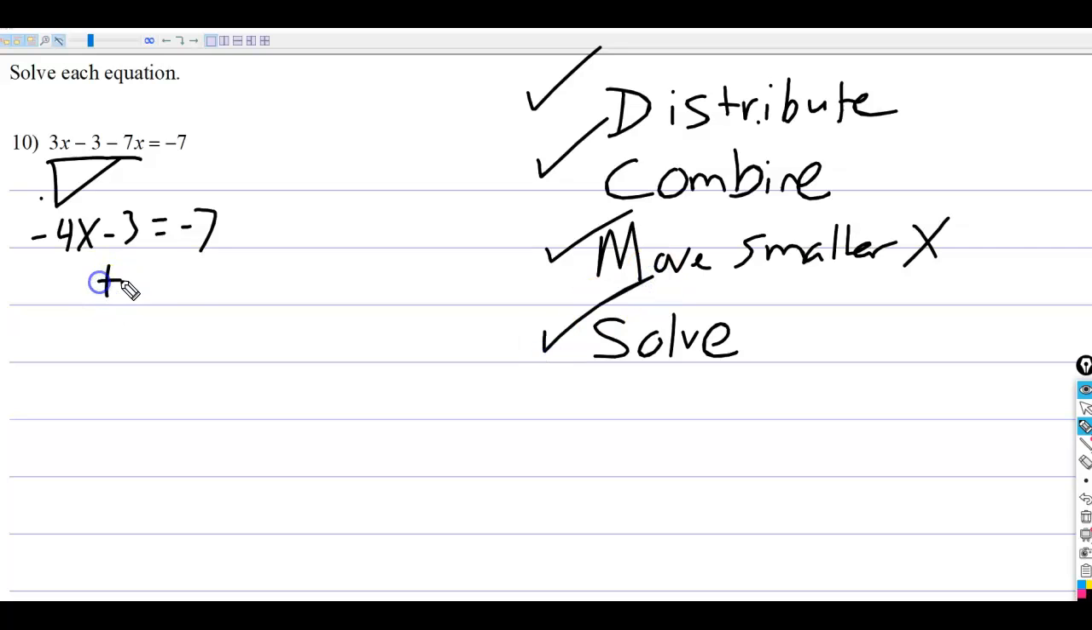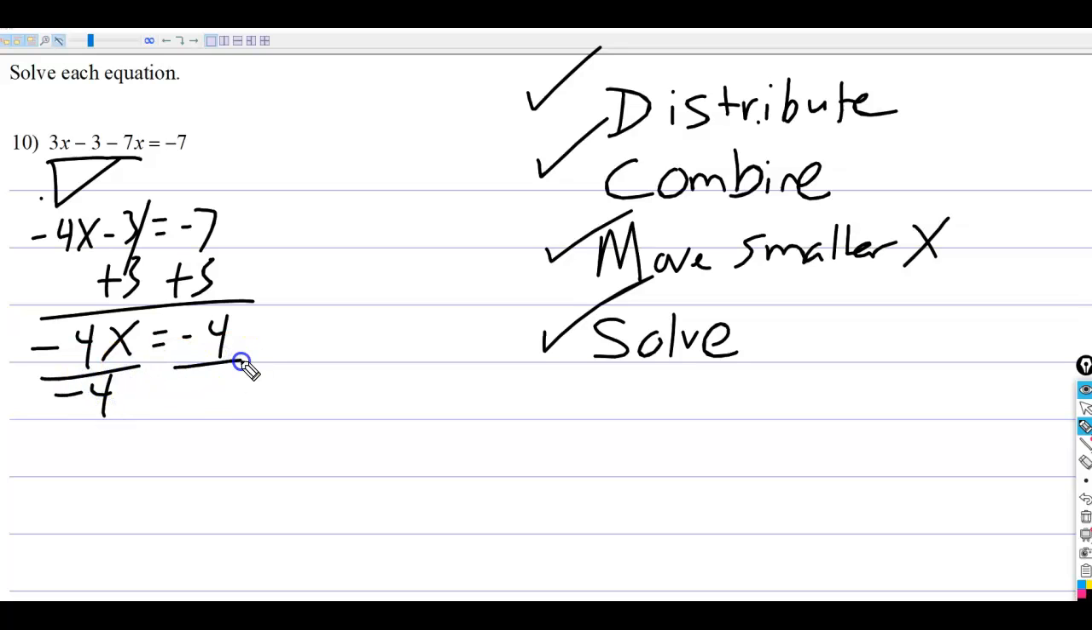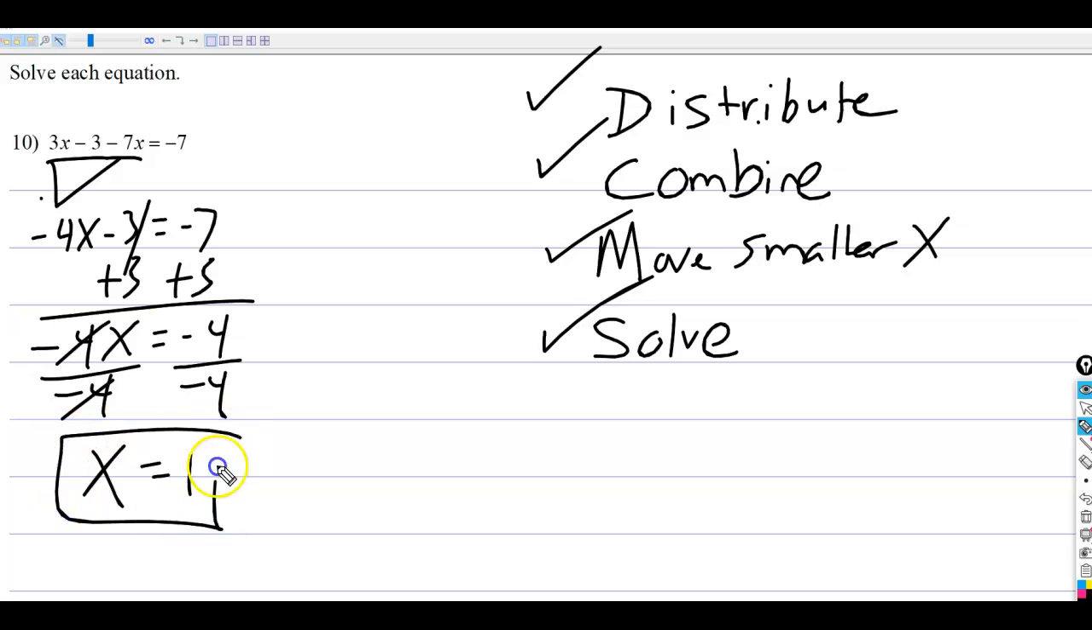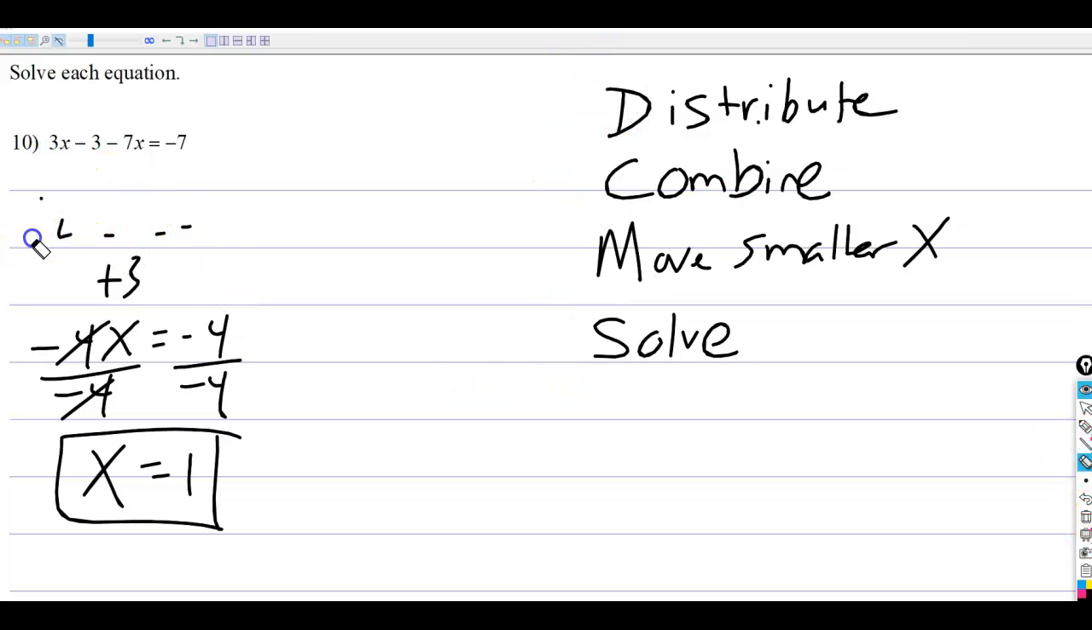From here, most of you guys know how to solve a 2-step equation fairly well. The answer is x equals 1. Okay, let's try another one.